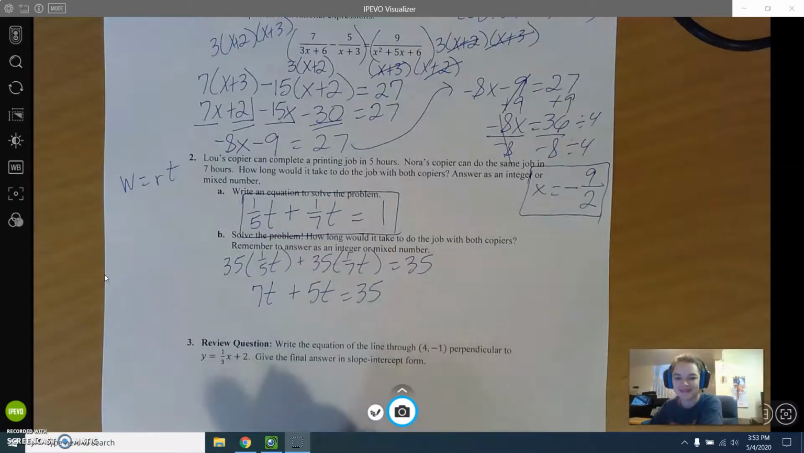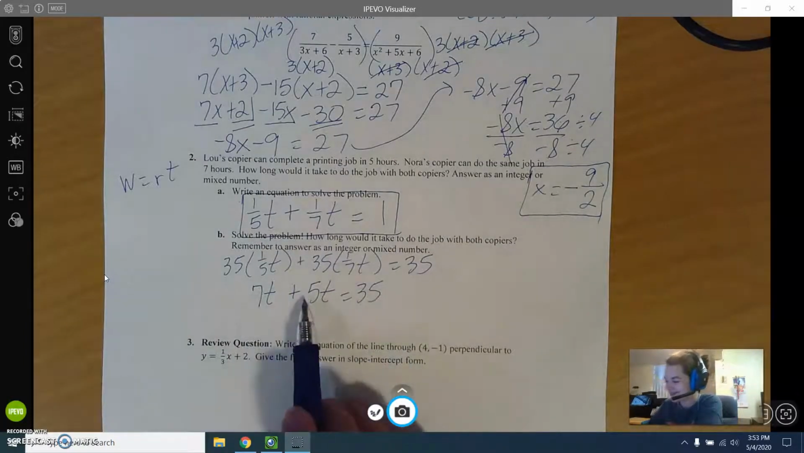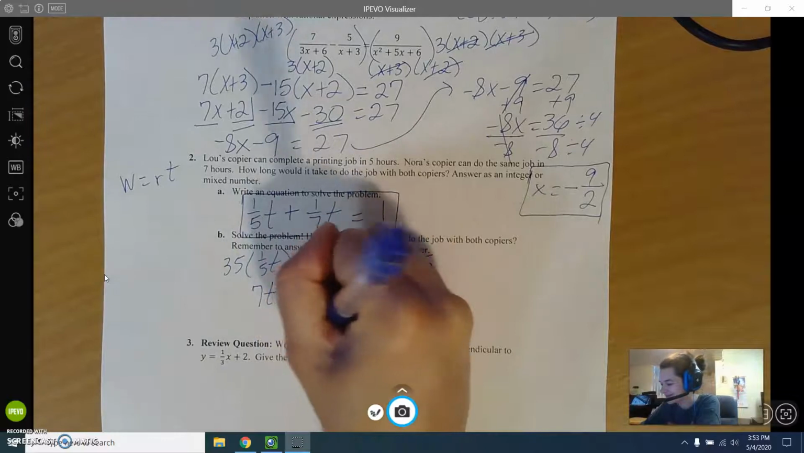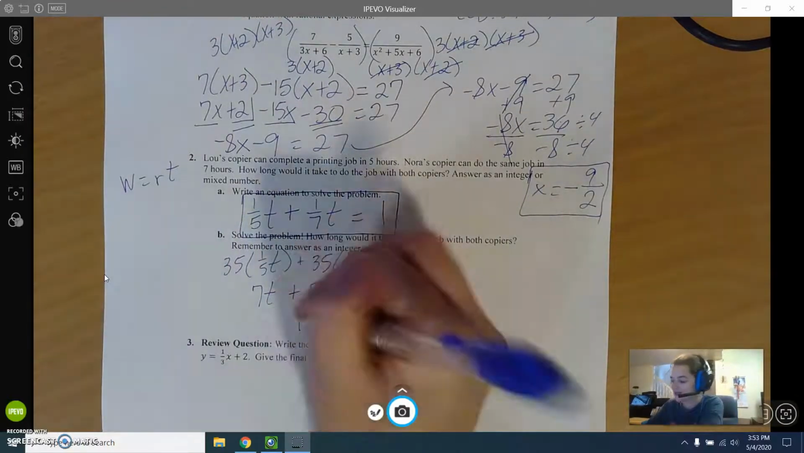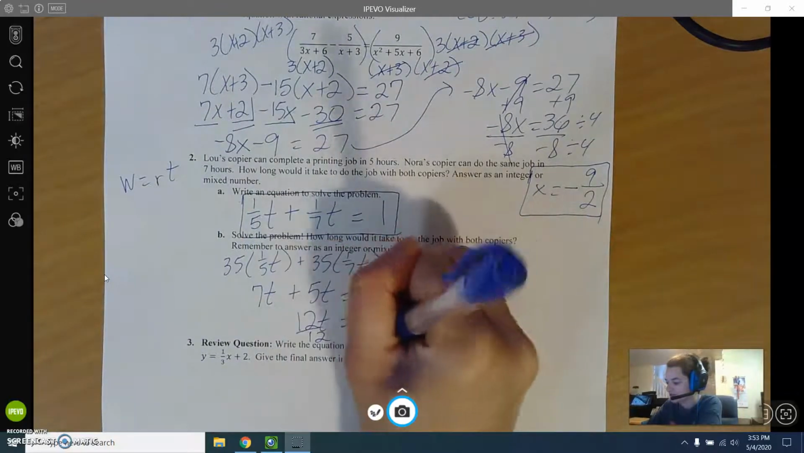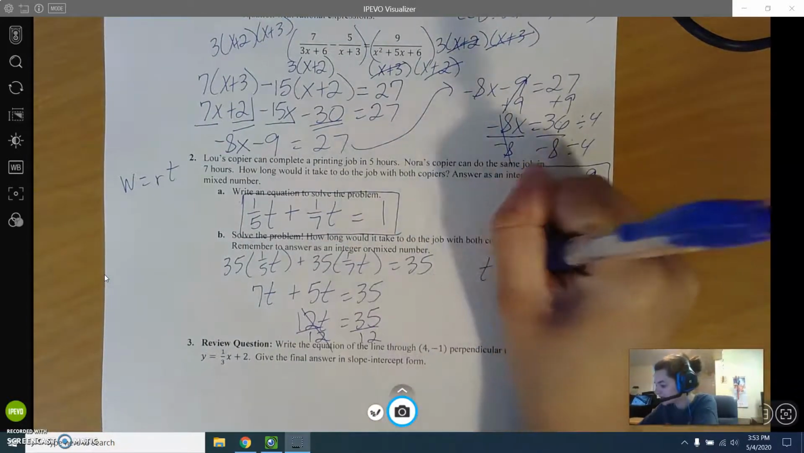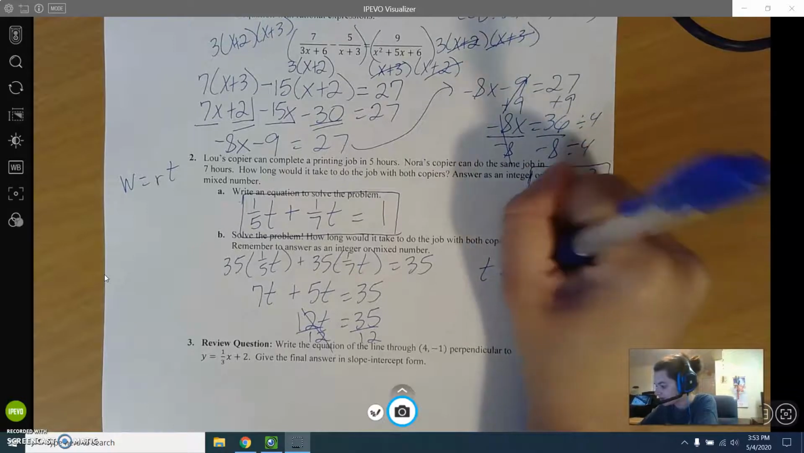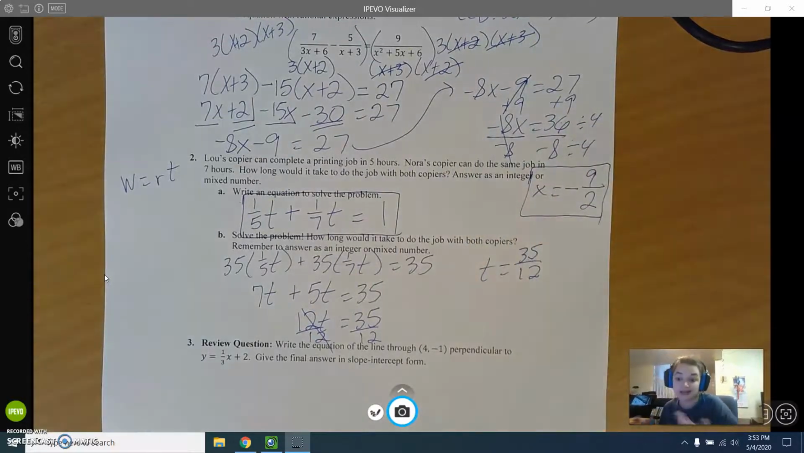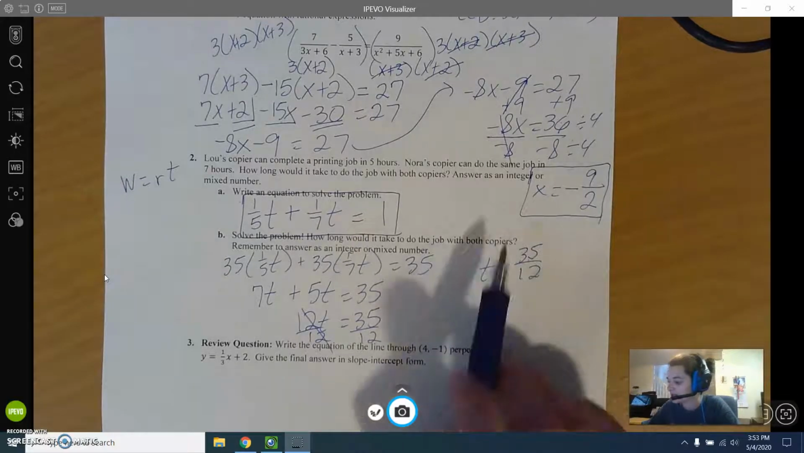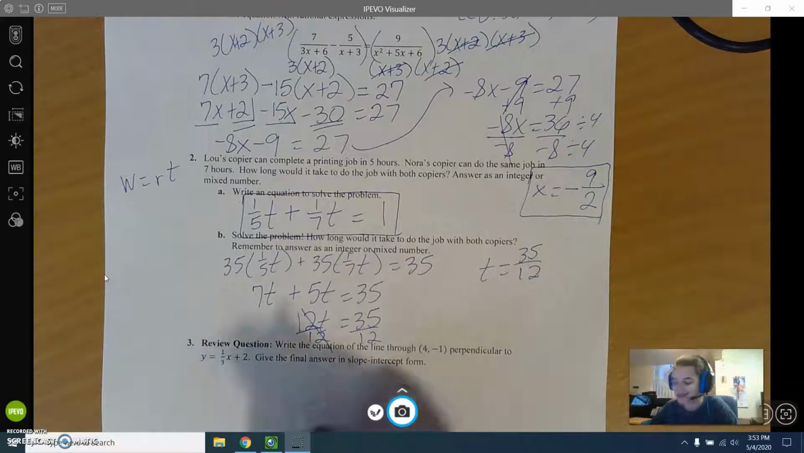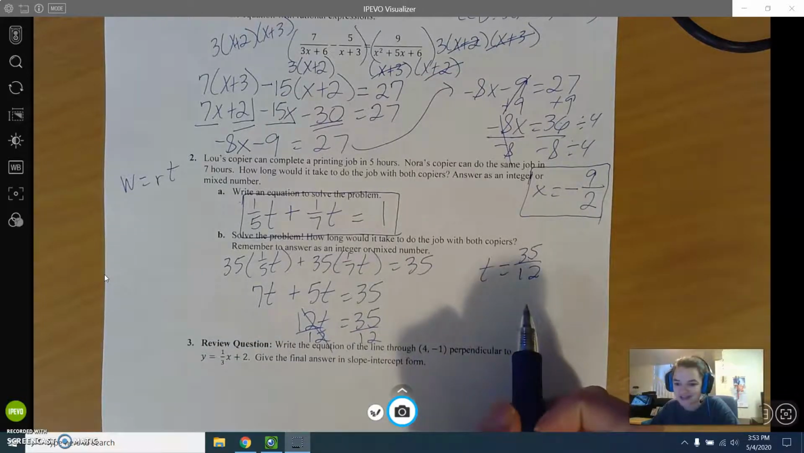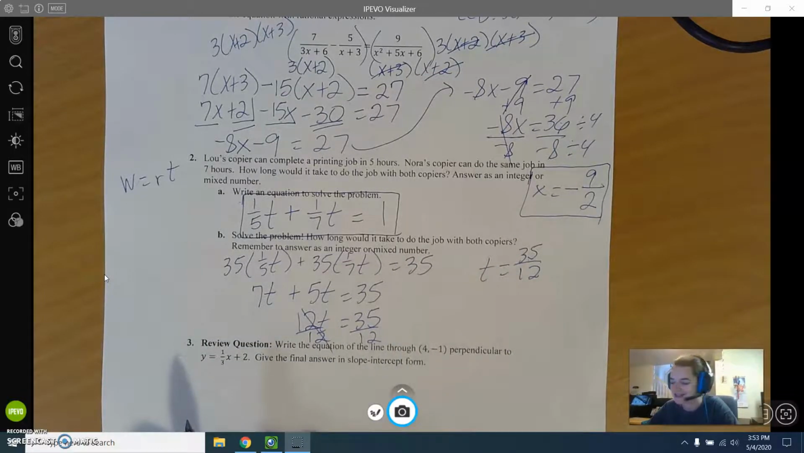There we go. Hello. Alright, 7t plus 5t is 12t equals 35. And last but not least, let's just divide both sides by 12. So then what you're going to get is t equals 35 twelfths, which is an answer, but it's not quite in the right format yet, because if you notice, I said to answer as an integer or as a mixed number. Okay, so that is not an integer, and it's not a mixed number. Okay, so let's make it into a mixed number.